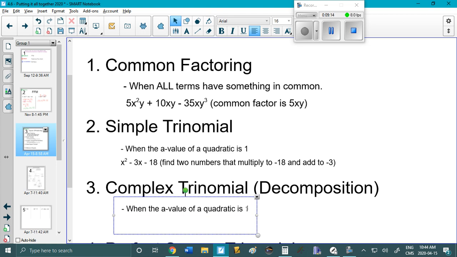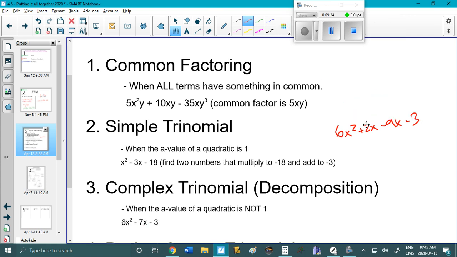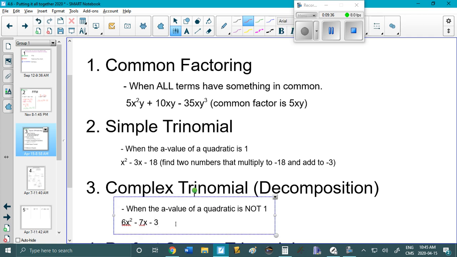So when the a value of a quadratic is not 1, an example of that could be, so I just created one, so it would be 6x squared minus 7x minus 3. So I can delete this now. That's just how I make them. I just start with brackets and then I expand.